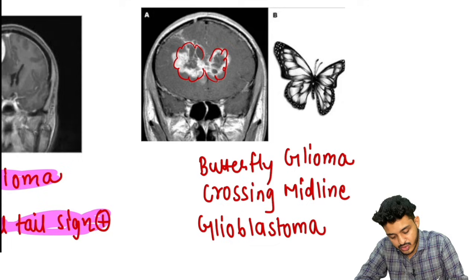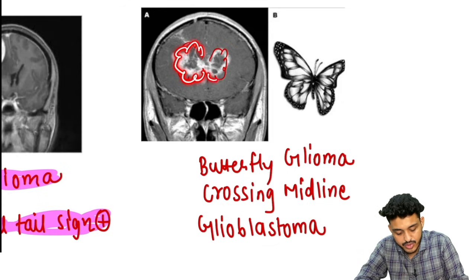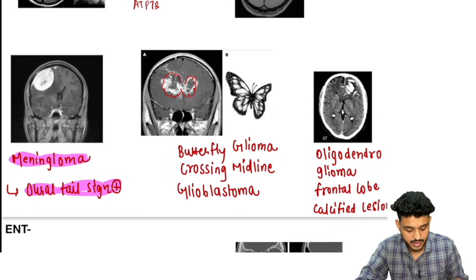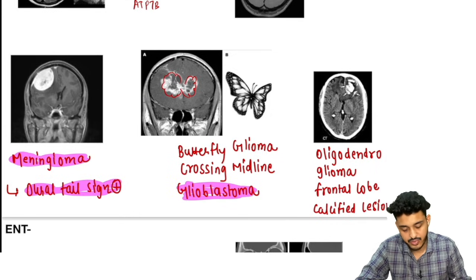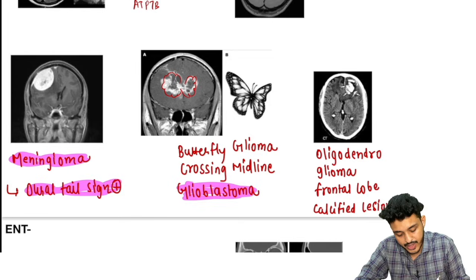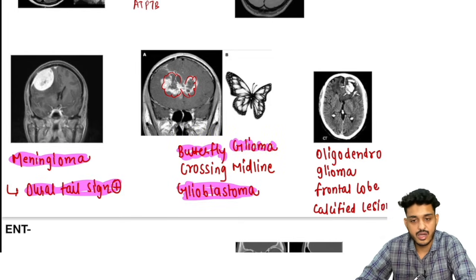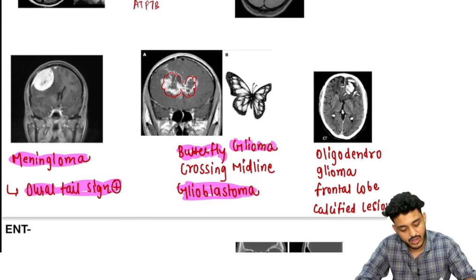The tumor which is going to cross the midline is going to be what? This is going to be your glioblastoma multiforme, which is also known as butterfly tumor, butterfly glioma. Okay. And lastly, we have got this particular one.